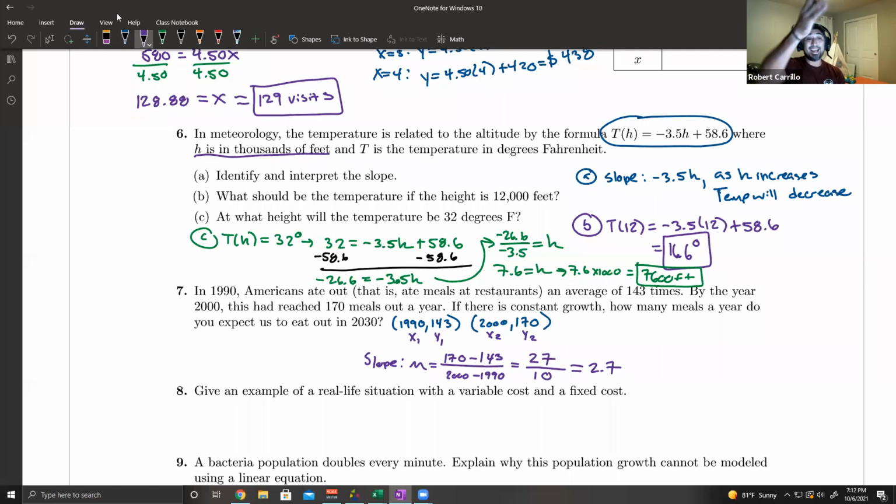So from 1990 to the year 2000, there has been a constant growth of Americans eating at restaurants an average of 2.7 times each one of those years. Okay, so that is the average growth. Now, what we want to know is how many times will we eat at a restaurant in the year 2030? So, what do you think we do with that information?